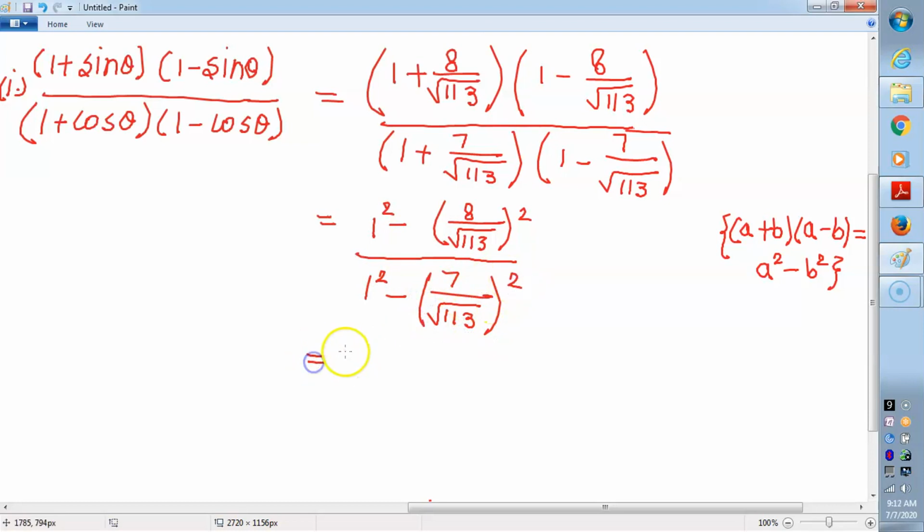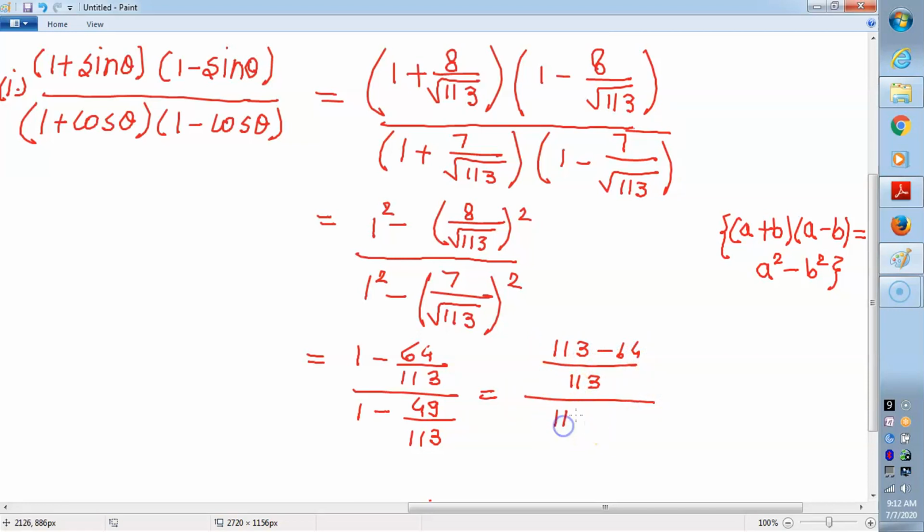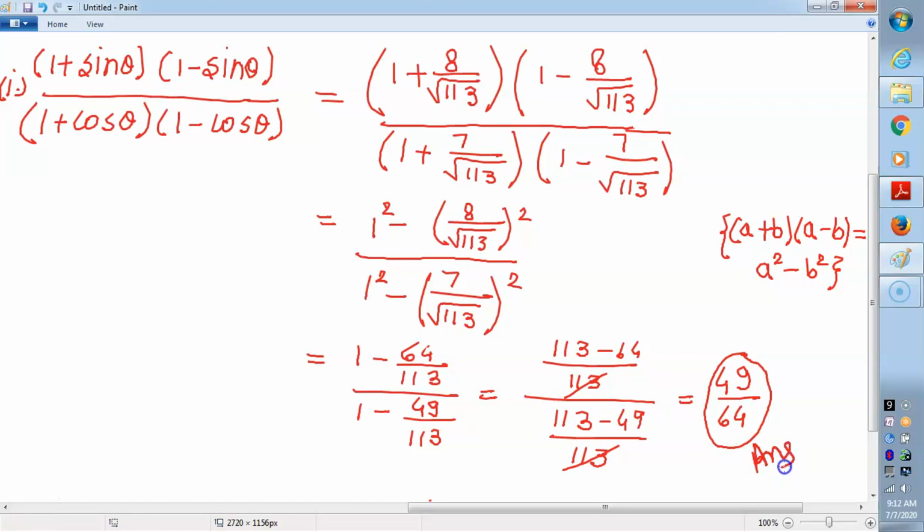Okay? Let's solve it. 1 minus, when we take the square of 8 it is 64, and root 113 square is 113 only, upon 1 minus 7 square is 49, root 113 square is 113. Okay, now take the LCM. We will get 113 minus 64 upon 113 minus 49. Correct? Solve it. 113 get cancelled. We'll get the relation 49 upon 64. Means the value of first term will be 49 upon 64. It will be our first answer.